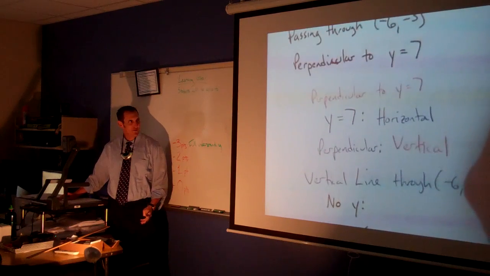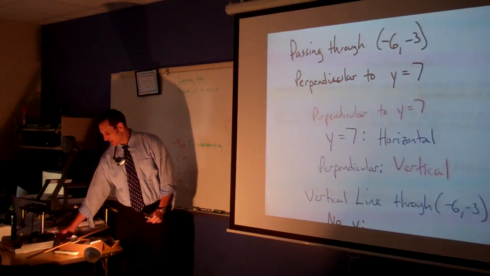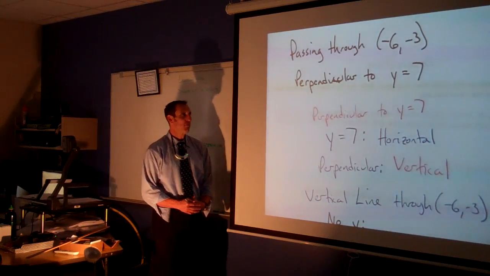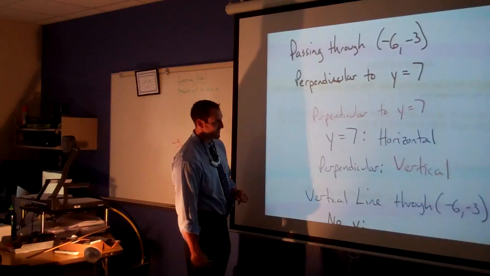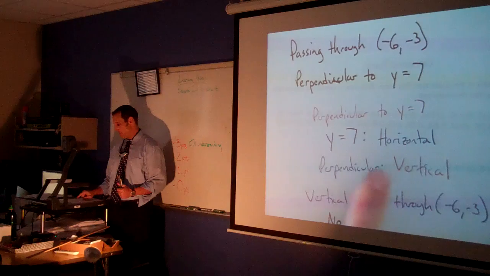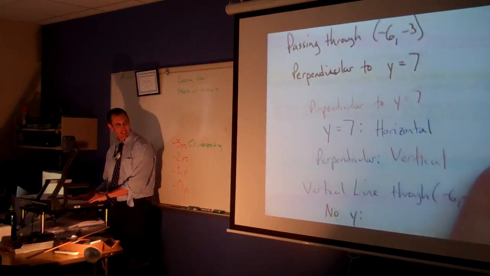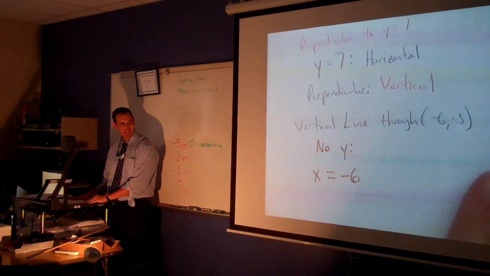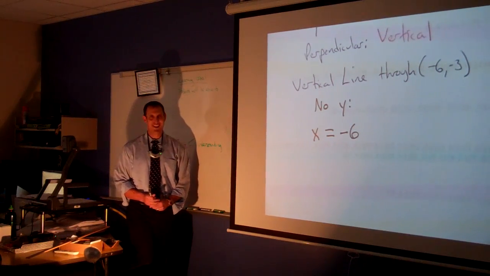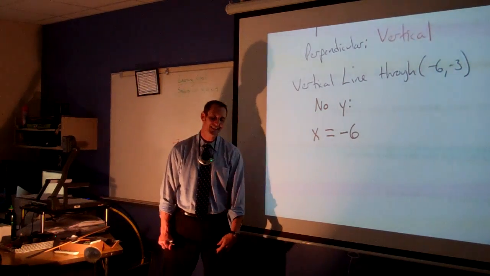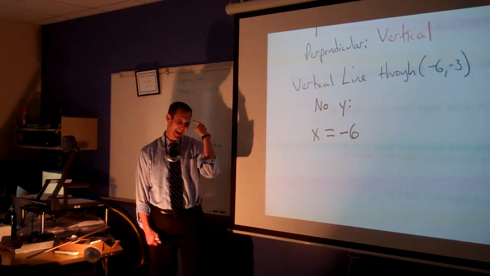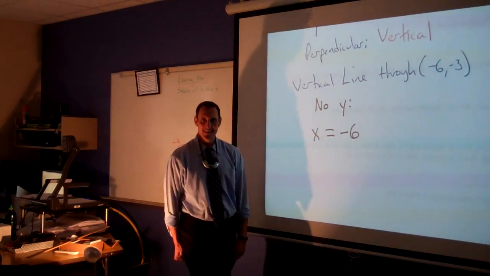So let's go back to the problem we started with. A line that's passing through this ordered pair, but it's perpendicular to y equals 7. We have to think. Y equals 7 is a horizontal line. Perpendicular to horizontal is vertical. So we need a vertical line through -6, -3. That means there's no y in the equation. It's just x equals -6. There is a lot of thinking that has to take place. I'm sure you can do well with it, because that's the whole purpose of algebra in the first place, is to exercise your brain. I wish you luck, and I'll see you in class.